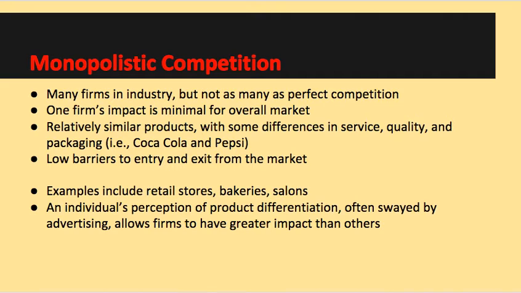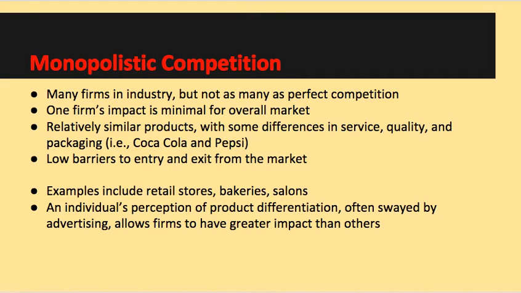In a lot of cases, those differences are simply just advertising about what your product looks like. Coke and Pepsi are an okay example, although you could argue they might be oligopolies. If we were to look at the concentration ratio, I think Coke and Pepsi bear out that they are monopolistic competition. My last bullet point here is really important. The individual's perception often is what makes these products different, not so much that the products are really different.